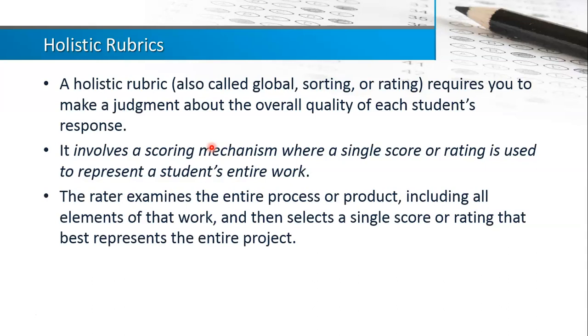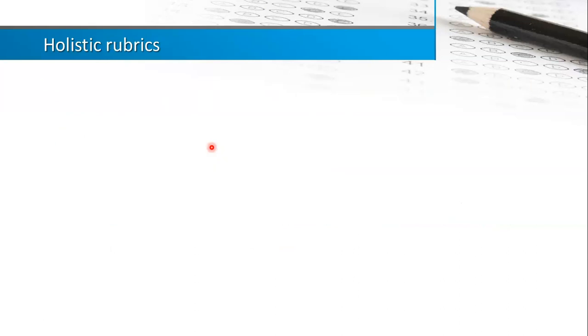Usually the rater examines the entire process or product, including all of the elements of that work, then gives a single score. The score or rating may be normal or general. A common example of a holistic rubric is giving A for a certain quality of work, B, C, D, and so on. That is the kind of rating we give.